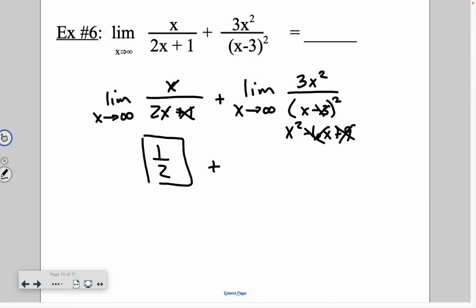Which means now, simplify, what's the limit of the second fraction? 3. And the final answer? 3.5. Just had to add the 2 together at the end. Okay? Like I said, I know it's super conceptual. That's what makes it hard. The good news is there's not a lot of work to show. Basically you're crossing a few things off and conceptually figuring out what's happening and you put the answer down.